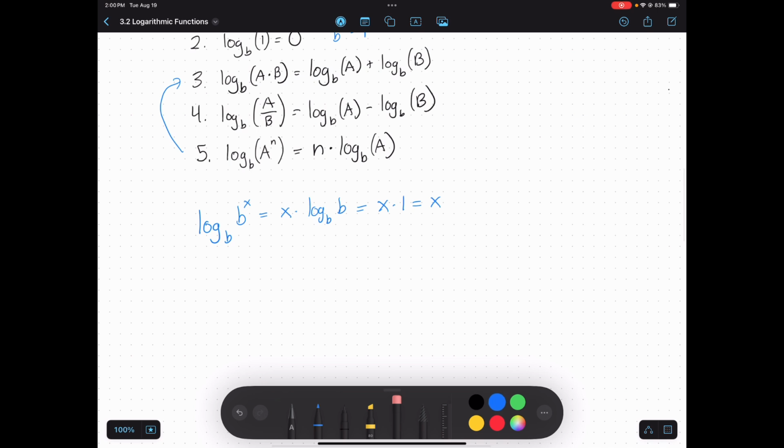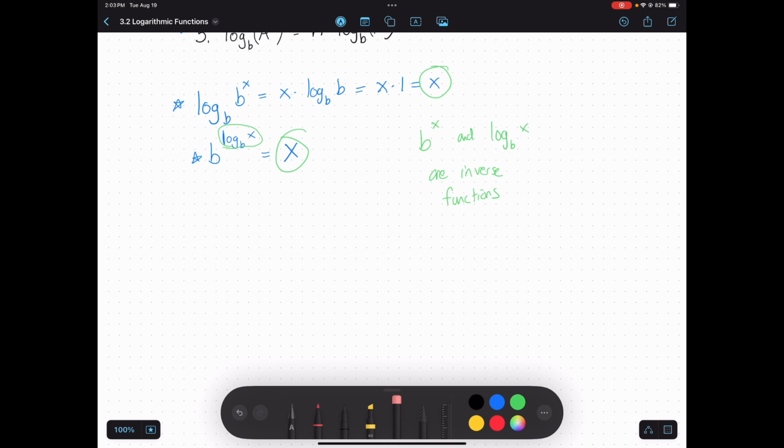If I switch this around, it gives me x. So both of these terms, when I put them together, ended up giving me x. What does that tell me? That tells me that b to the x and log base b of x are inverse functions. So this is how logarithms are related to exponential functions. It's the inverse function of exponentials. So this is important because now I can use logarithmic functions to undo exponential functions.